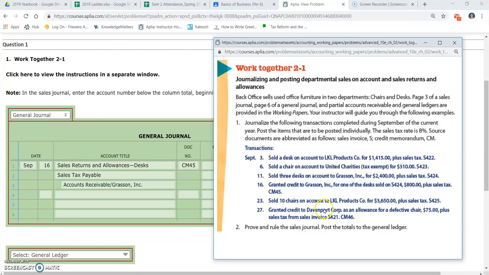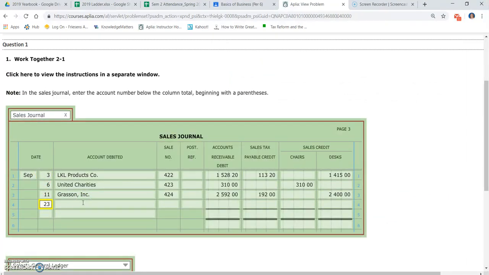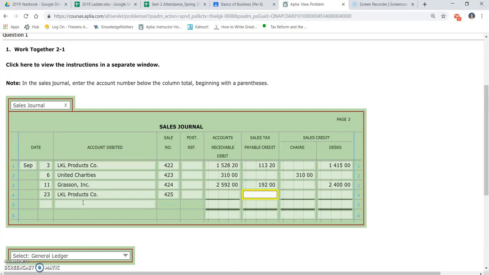Let's go back and look here. It says we sold 10 chairs on account to LKL Products for $365 each plus sales tax, and our sales invoice number is 425. So we're going to go back to our sales journal. We're going to plug the 23rd in here, and we're going to put LKL Products again. 425 is our sales invoice number. Remember, we sold them a total of $3,650 in chairs. We sold them 10 chairs. We need to figure our sales tax, which is 8%, and that equals $292. When we total those two, we get a balance of $3,942 that they owe us for the 10 chairs. Okay.